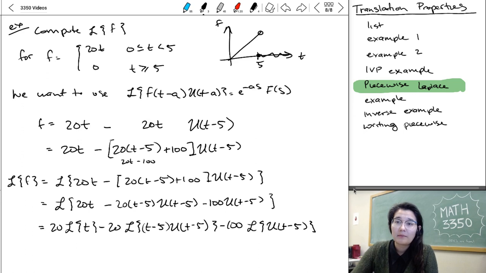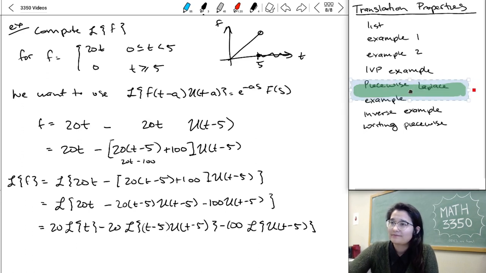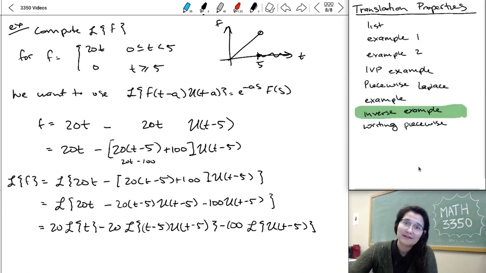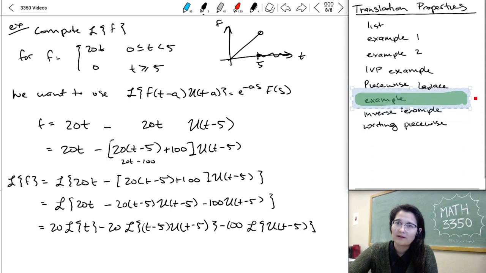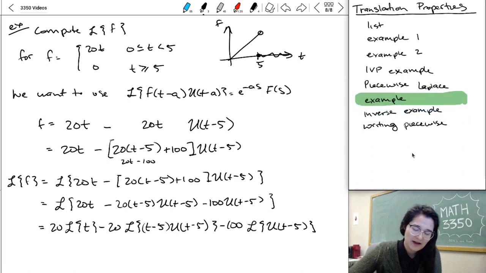So, for all these different functions, you know what, I haven't moved this thing down for a while. We're on the inverse example. No, we're not. We're on the regular example. Sorry, everyone. It has been a long day of recording videos.